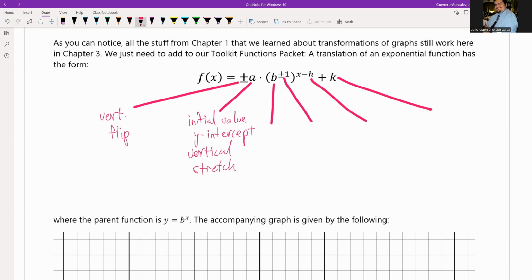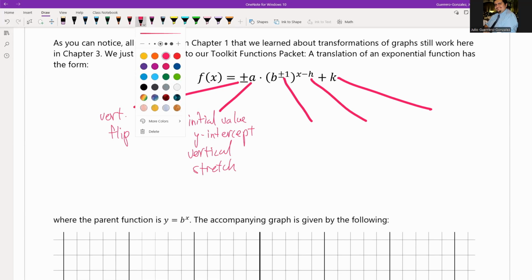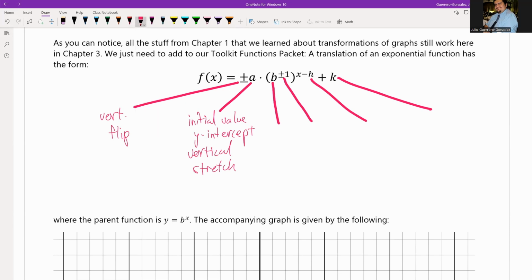Okay? The B, let me actually redraw that line. It's a bit too close. There we go. The B is what we consider our base, what we call our base. Okay, the plus or minus 1. This is brand new, right? The horizontal flip. Whoops, Z, horizontal flip. Okay, this minus H is the horizontal shift.